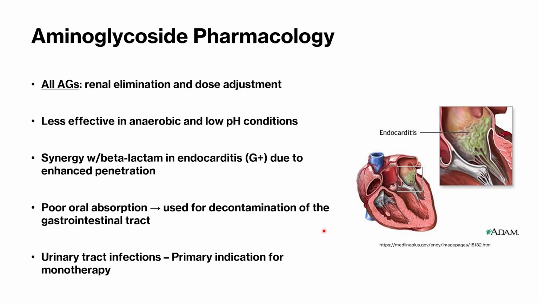So, aminoglycoside pharmacology, all this stuff is very important. All aminoglycosides are renally eliminated and require renal dose adjustment. They are less effective in anaerobic and low pH conditions. If you know why that is, if you remember, it's because the penetration is an oxygen-dependent process. The penetration into the cell.